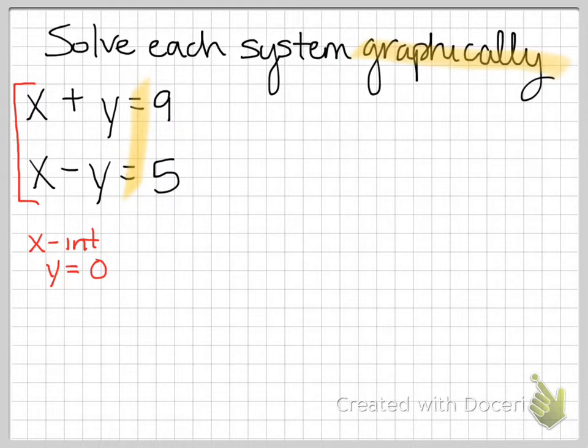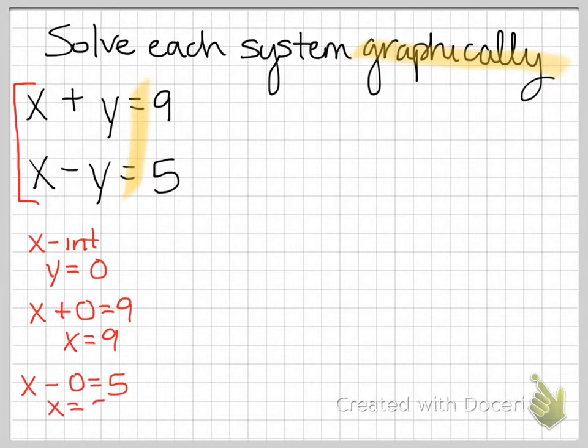And again, we have two equations here. So you're going to have two different x-intercepts. We should graph two different lines. Okay? Two equations, two different lines. So if I plug y equals 0 into the top one, that would be x plus 0 equals 9. Well, that just means that x equals 9. Right? So there's one of them. If I plug it into the other equation, it would be x minus 0 equals 5. Well, that just means that x equals 5.